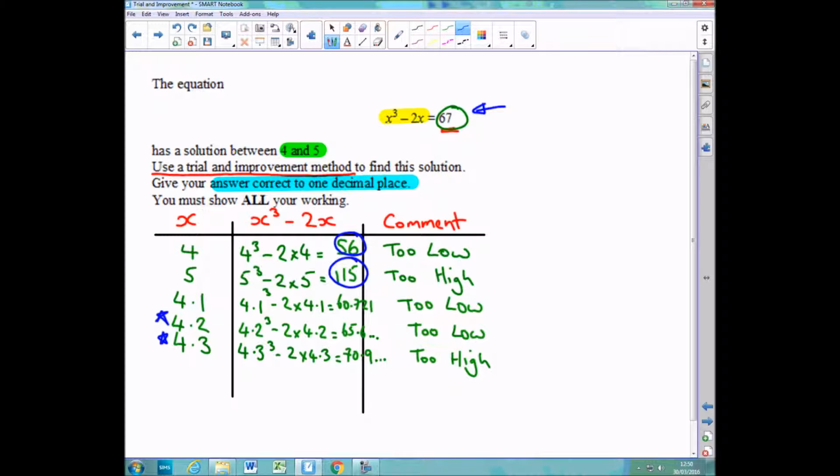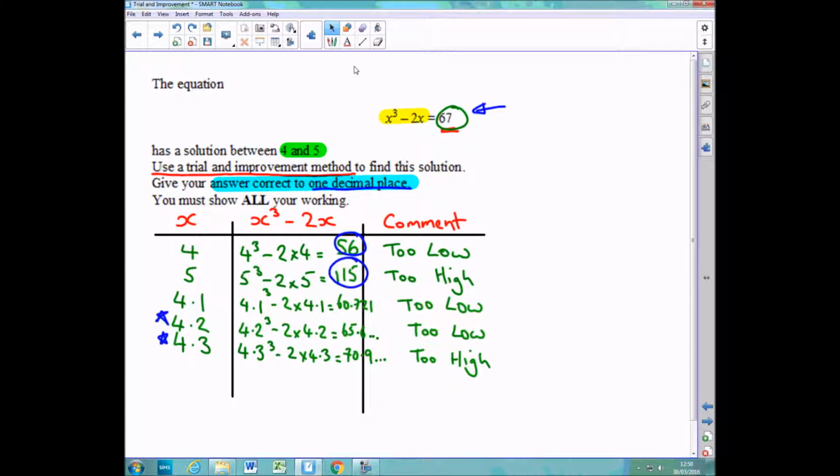So just like when I had with 4 and 5, I know my answer has to be between those two numbers. But my question, and I highlighted this in blue earlier, asks for an answer to 1 decimal place. And I have two answers here to 1 decimal place, 4.2 and 4.3. So my answer is going to be one of these two starred numbers here. I just need to decide which one I'm going to choose.